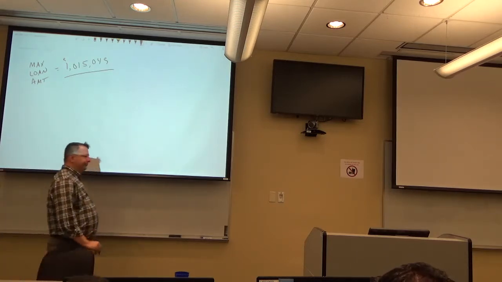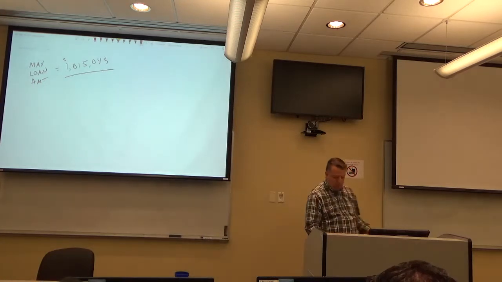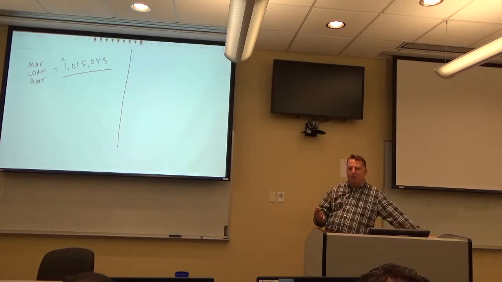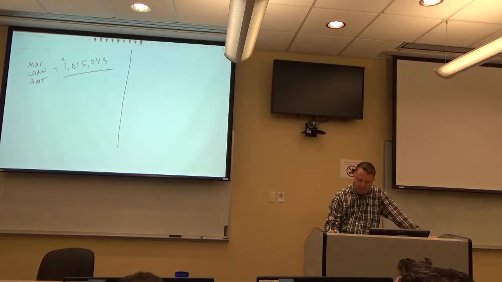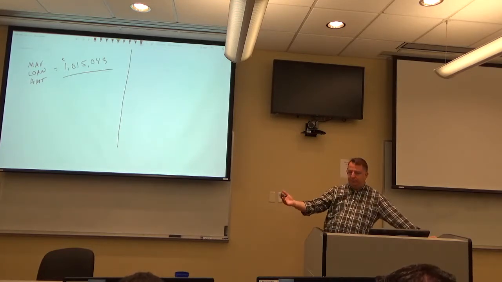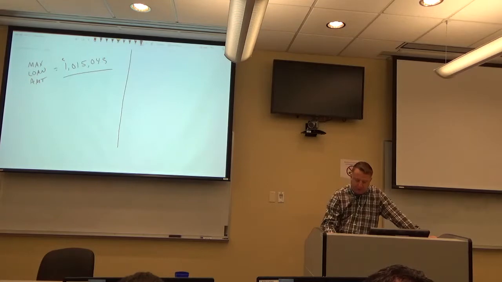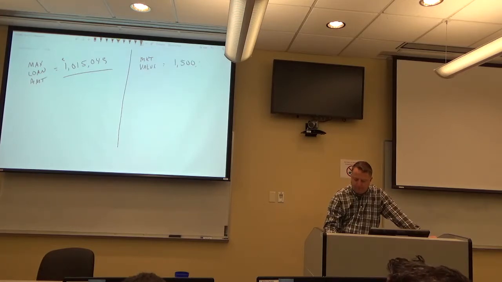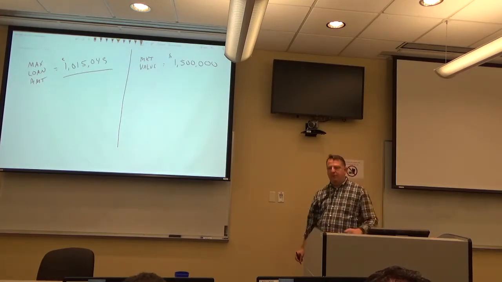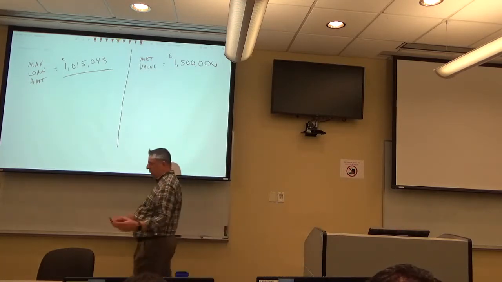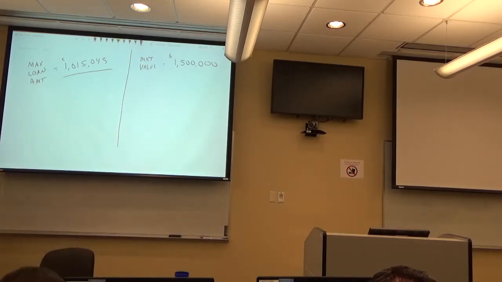So what if we did a market valuation of the property and an appraiser comes back and the appraiser says market value is equal to $1,500,000. Okay? Is that a good thing, bad thing? What do you think? Beautiful thing. Okay, it's a good thing. It's worth more than what the maximum loan amount is, so that's a good thing.